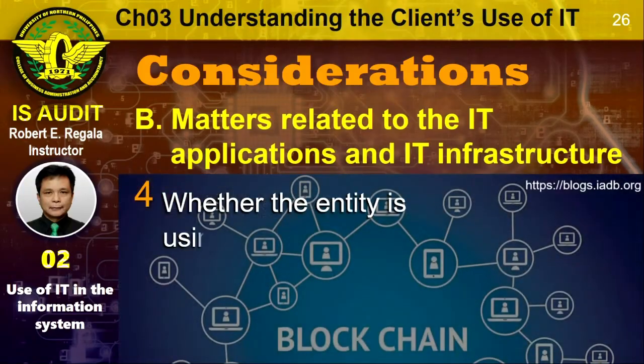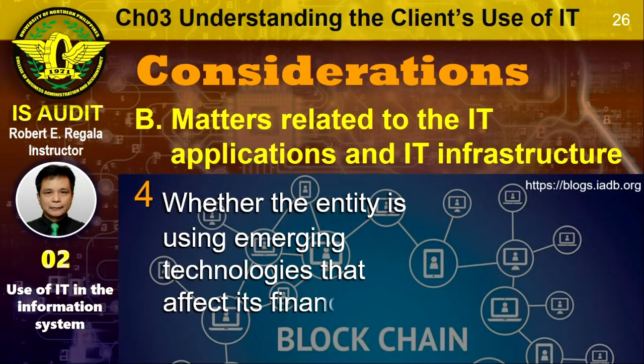Number 4, whether the entity is using emerging technologies that affect its financial reporting. For non-complex implementations, there is usually no use of emerging technologies. For moderate implementations, there is limited use of emerging technologies in some applications, and for complex implementations, there is usually a mixed use of emerging technologies across platforms.